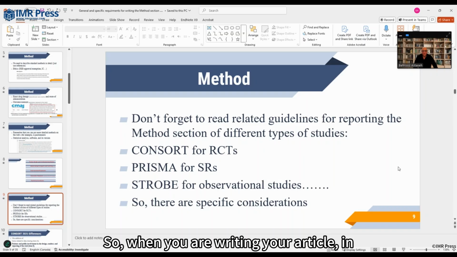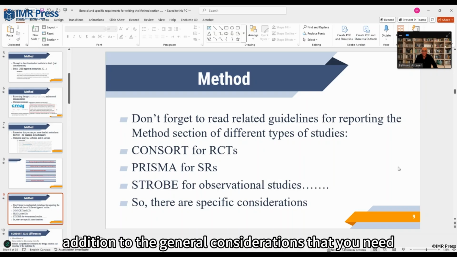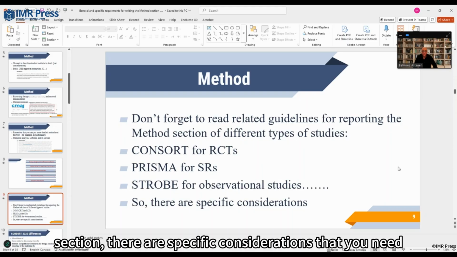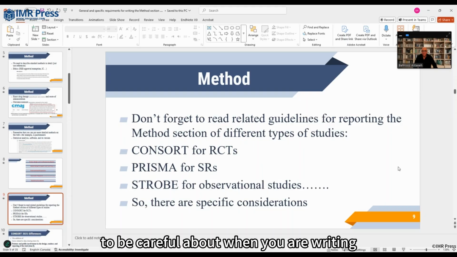So when you are writing your article, in addition to the general considerations that you need to consider while you are writing the method section, there are specific considerations that you need to be careful about when you are writing about different designs of your study.